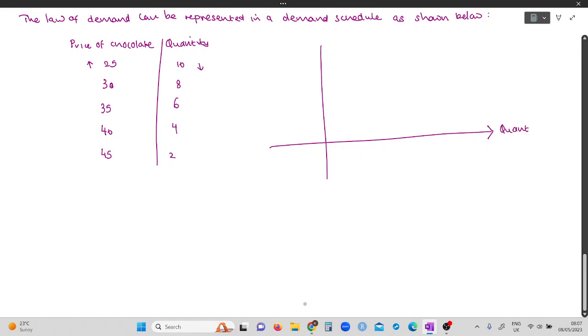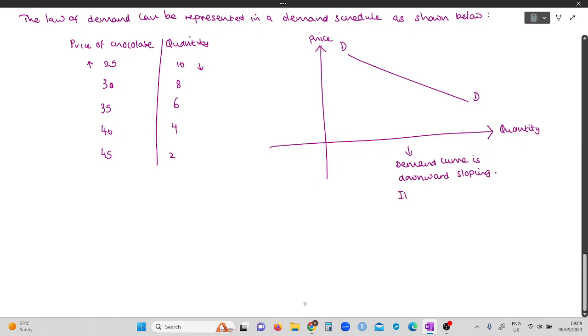So here we have the quantity, for example, and here we have the price of the goods. So this is the demand curve. You can label it by putting the D here at the beginning and at the end. So the demand curve is downward sloping.